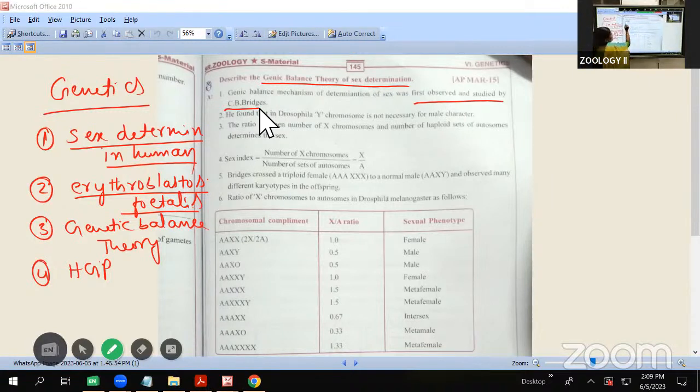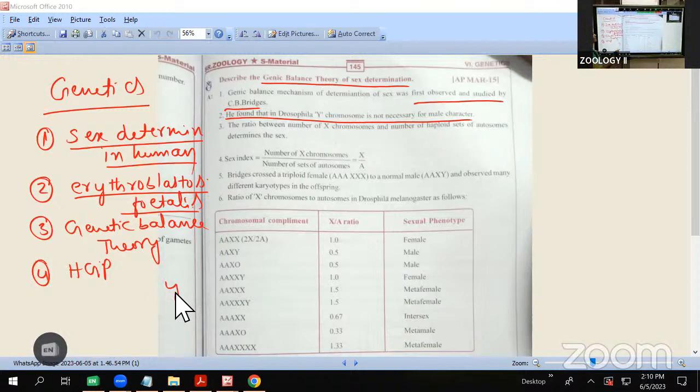It is found in Drosophila that the Y chromosome is not necessary for determination. According to the genetic balance theory, in Drosophila the Y chromosome does not participate in the determination of sex. Normally, the Y chromosome is considered maleness and the X chromosome is considered femaleness. But here the Y chromosome doesn't play any role in the determination of sex. That is called the genetic balance theory.